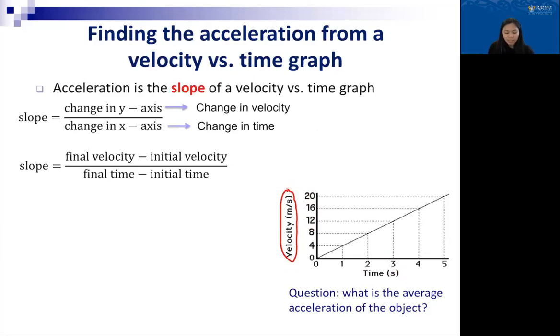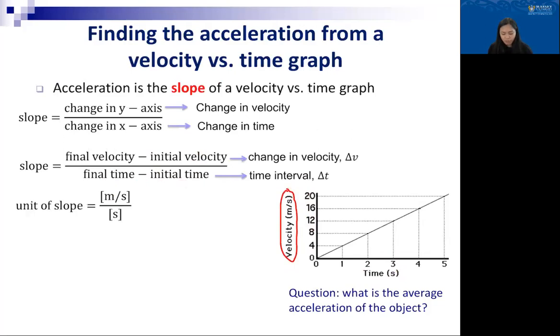which means the slope is equal to final velocity minus initial velocity over final time minus initial time. And we already encountered this definition, change in velocity over time interval. Working out the units, meters per second over seconds, which is meters per second squared. And therefore, in this case, the slope will give you the acceleration.